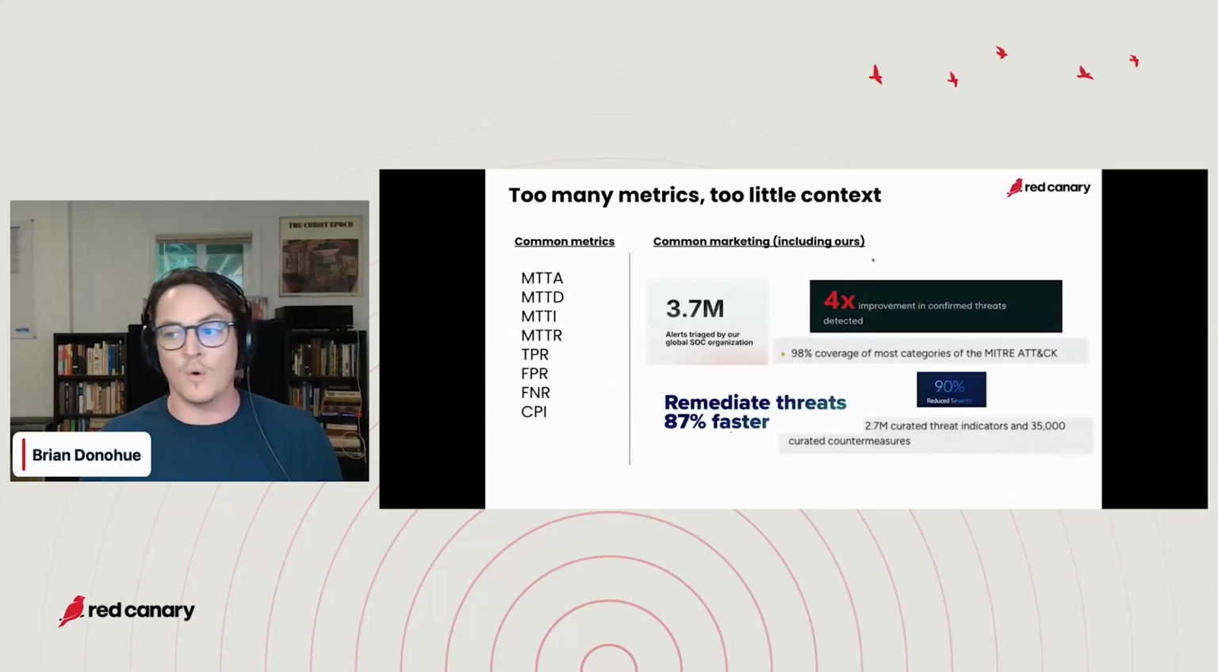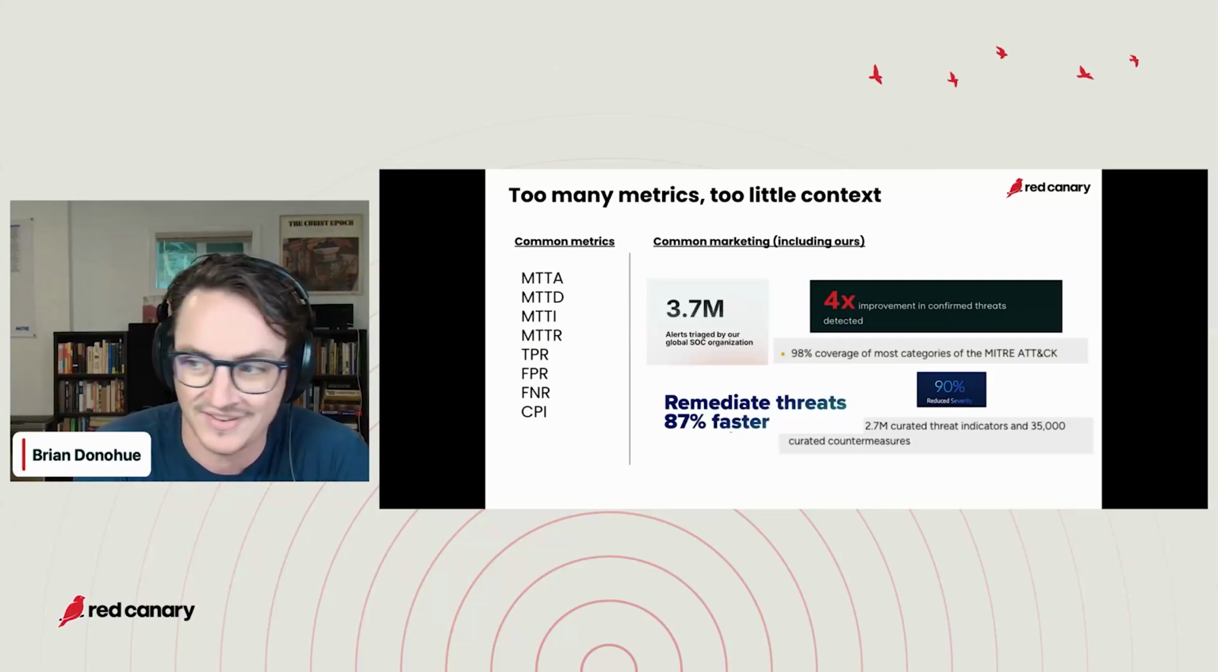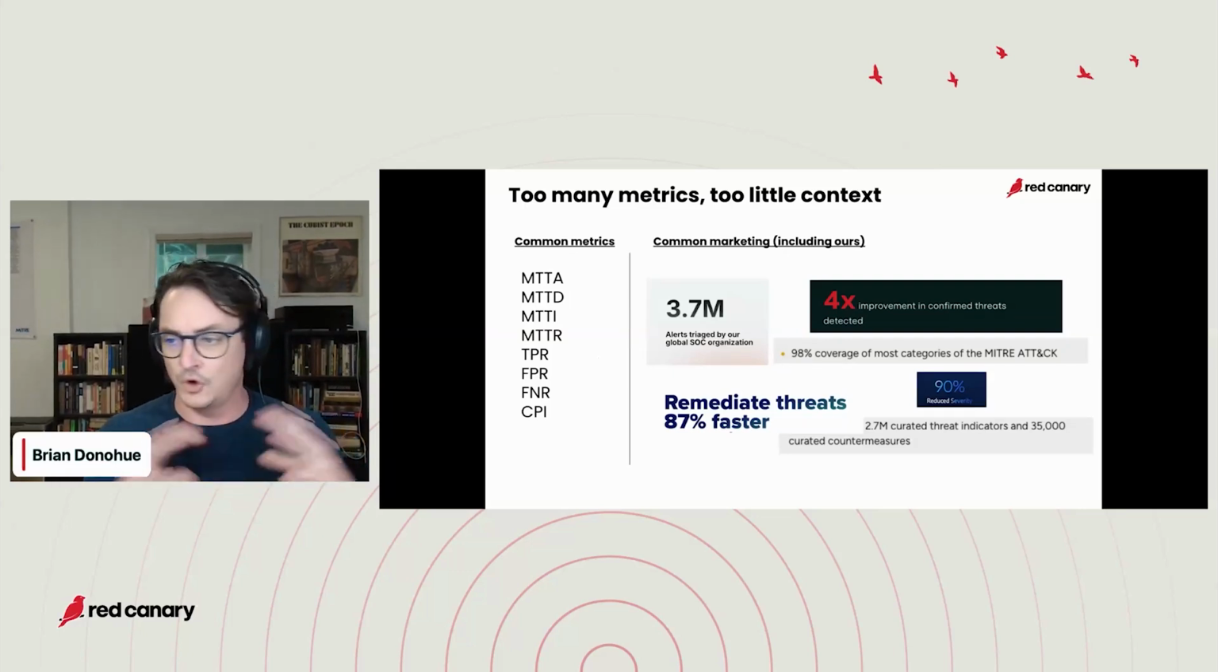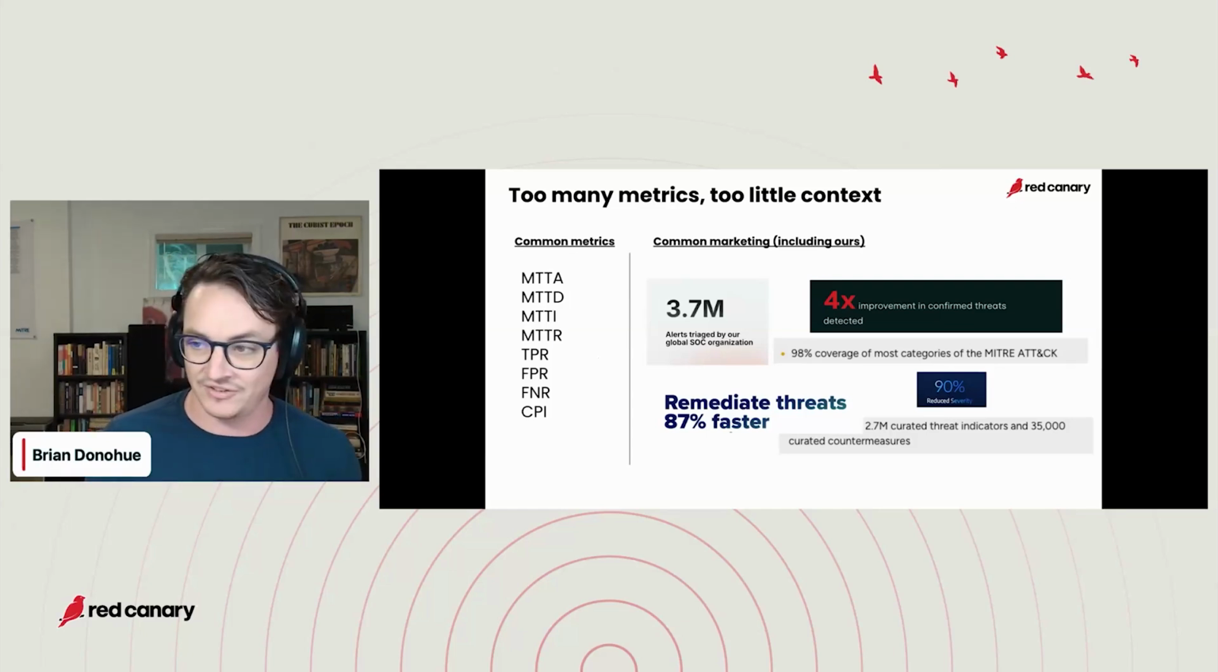There we go. So let's start with what the problem I see out there with metrics is. And it's kind of simple: there are too many metrics. And within each of those metrics, you don't always have all the context you need to understand what those metrics are actually telling you, right?